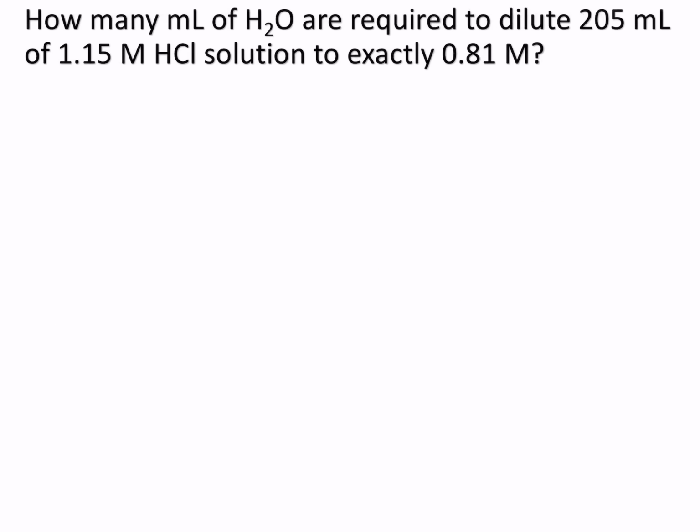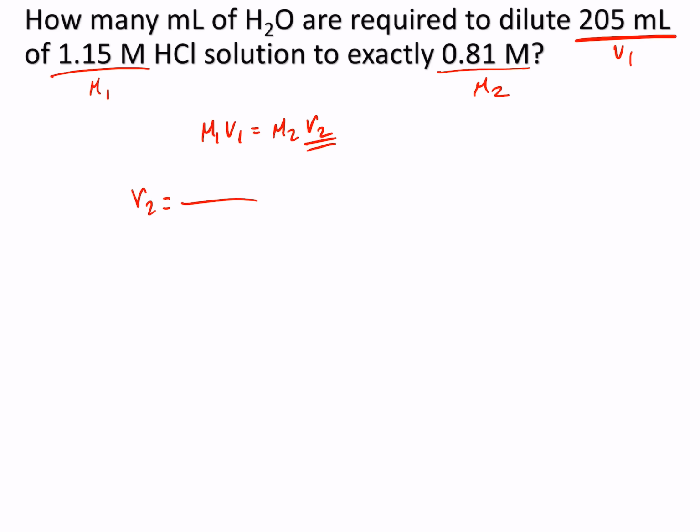Last problem is, how many milliliters of water are required to dilute 205 milliliters of this solution? So this is technically V1, this is M1, and this is M2. So technically you are solving for V2, right? So M1V1 equals M2V2. If we are solving for V2, V2 is M1V1 divided by M2.